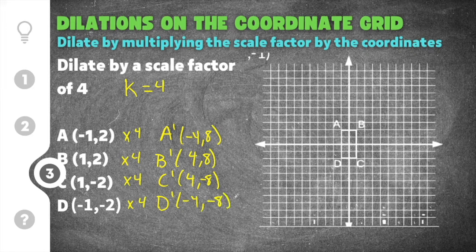So now that we have the X and Y coordinates for the figure after the dilation, we can go ahead and graph them. A prime is -4, 8. I'm going to put my A prime here, and then B prime is +4, +8. So I'm going to put B prime right here. C prime is +4, -8. So I'm going to add my C prime and label it. And then finally D prime is -4, -8. And I'm going to label D prime, and the shape of our new figure is going to look like this.